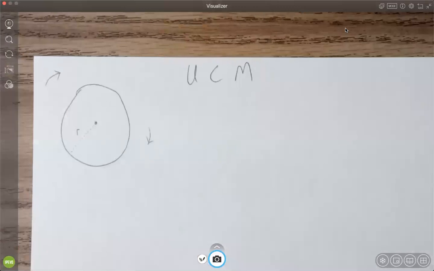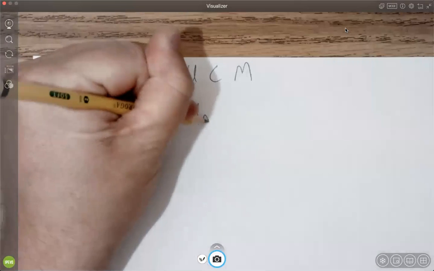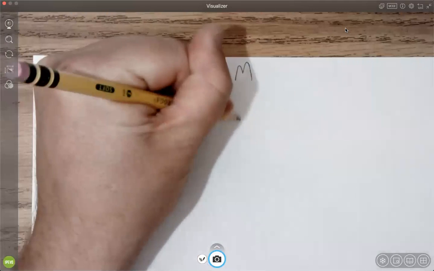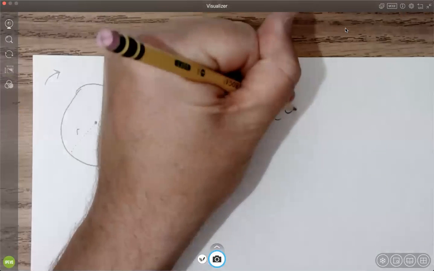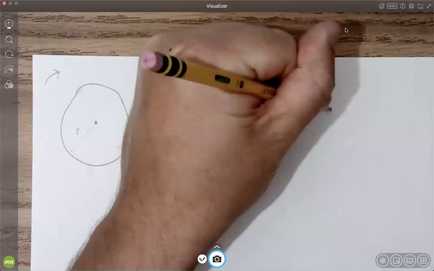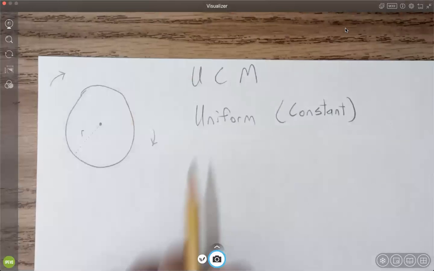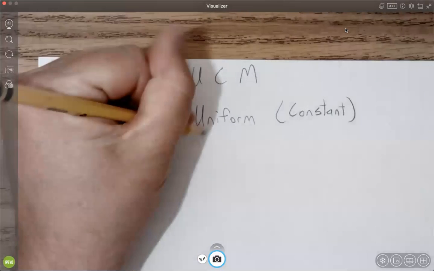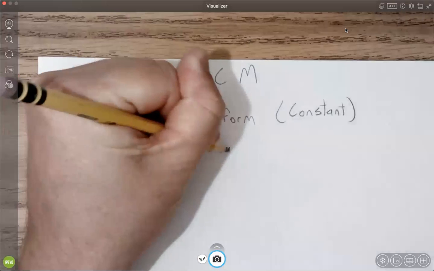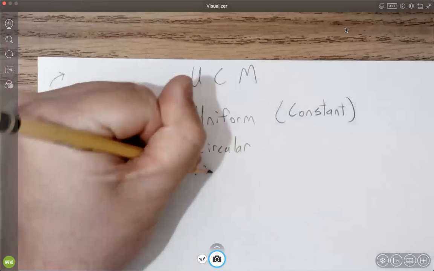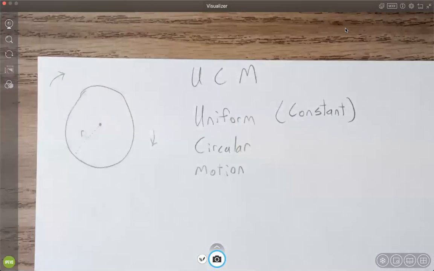For UCM, this is talking about uniform. And a uniform, that's something that's constant. It's something that's the same. Uniform circular motion. So we're talking about an object that's moving constantly in a circle about this center point here. So we saw that cat undergoing this uniform circular motion.